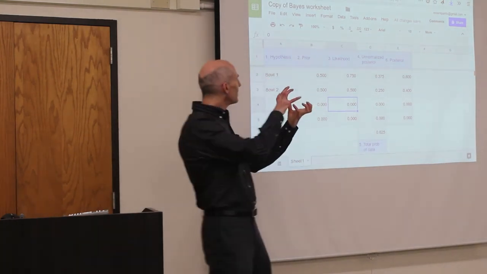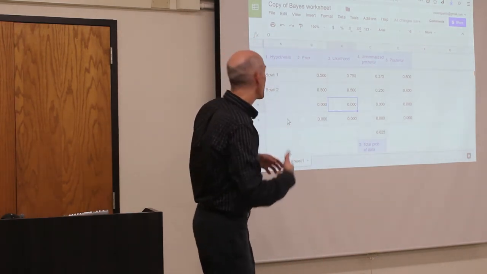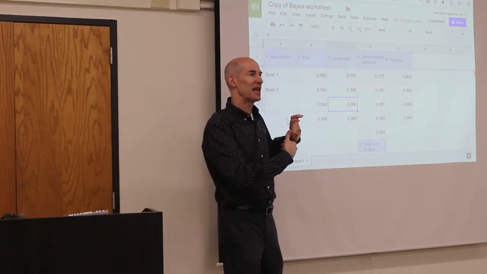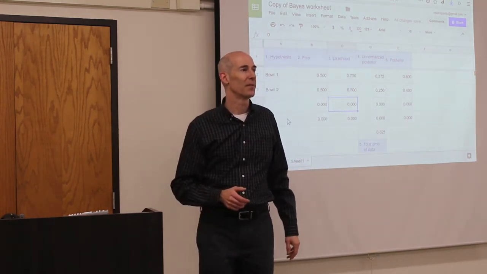Okay. So this is a little bit of a sideways view of what we saw the first time around. We saw it in a mathematical formula. We applied the formula. Now we're seeing it in the form of a spreadsheet that is filling in the parts that we understand from the statement of the problem, and then the arithmetic is being done automatically for us.